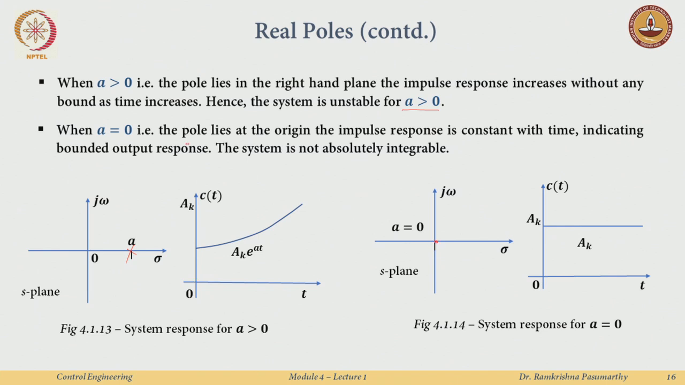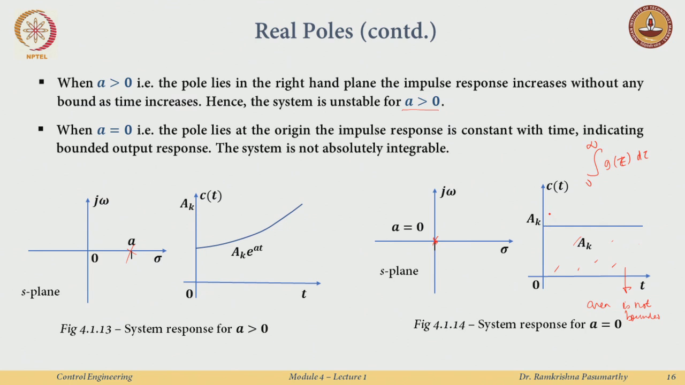Now, third observation: what if my pole is just sitting here? Okay. When a equal to 0, the pole lies at the origin. So, I just put a cross here, and then the impulse response is constant with time, right. The output does not increase with time. But however, if I just integrate for this case g(t) from 0 to infinity, say g(tau) d tau, then I see that this is essentially area, and this area is not bounded.